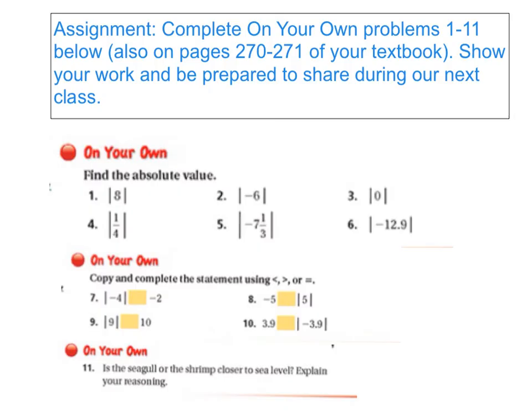Your assignment for this lesson is to complete on your own problems 1 through 11 below. They are also found on pages 270 to 271 of your textbook. Be sure to show your work and be prepared to share during our next class.